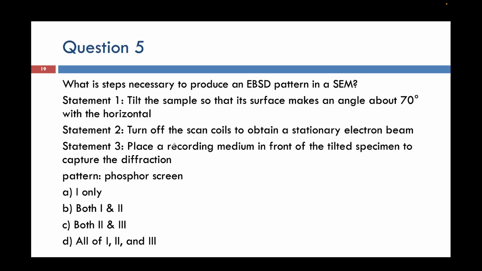Okay, so this is another conceptual question related to EBSD. What steps are necessary to produce an EBSD pattern in an SEM? Statement 1: tilt the sample so that its surface makes an angle of about 70 degrees with the horizontal. Statement 2: turn off the scan coils to obtain a stationary electron beam. Statement 3: place a recording medium, or the phosphor screen, in front of the tilted specimen to capture the diffraction pattern. Okay, so which option would be correct? 1 only, both 1 and 2, both 2 and 3, or all of 1, 2, 3? Which is the correct option?